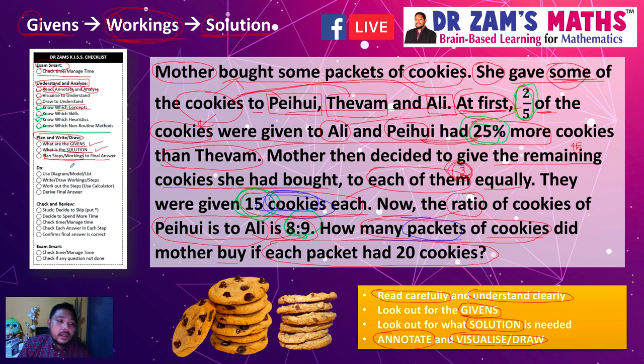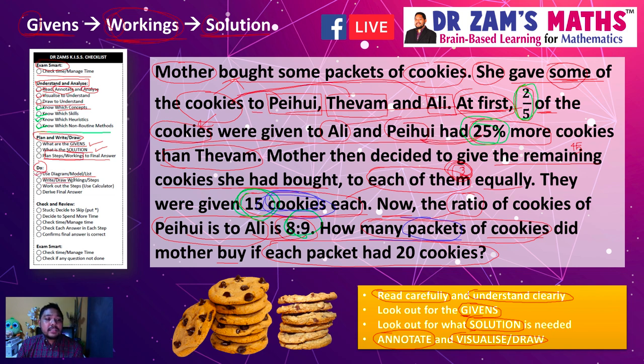All right. So the next part of the Dr. Zam Kids checklist is do, right? So after your child understands, analyzes, plans, writes, and draws, the next thing is your child starts doing it, starts solving it. So the first thing is your child can use a diagram, model, or a list, right? Whatever diagram, whatever model your child wants to use, your child starts using it. Okay, your child can do that.